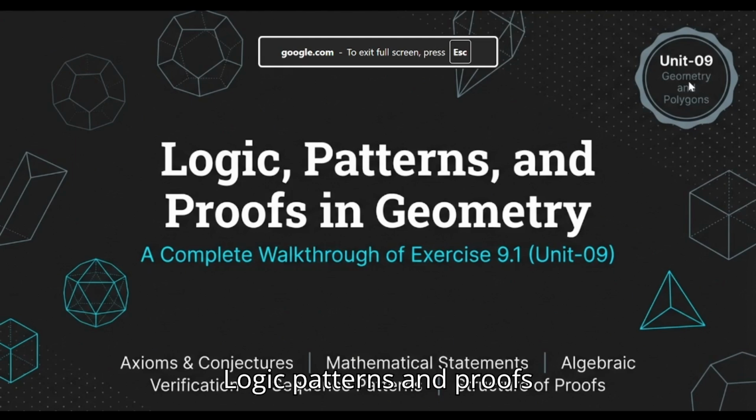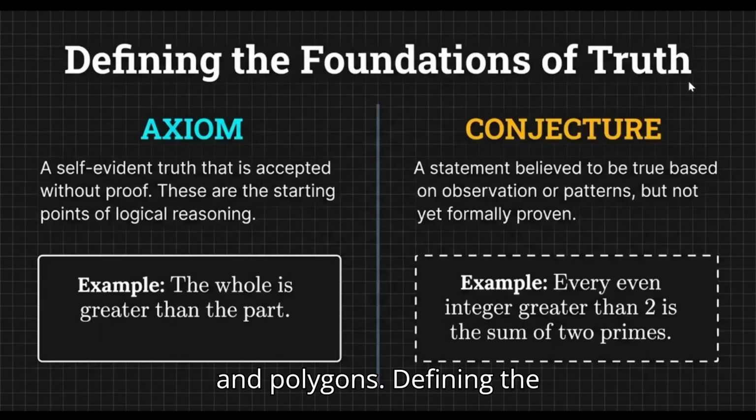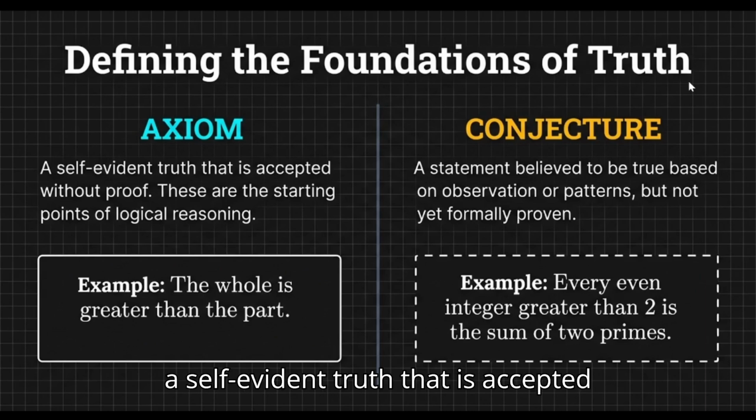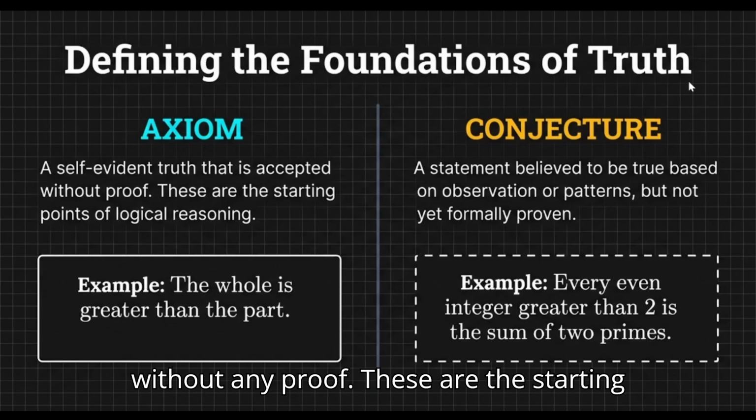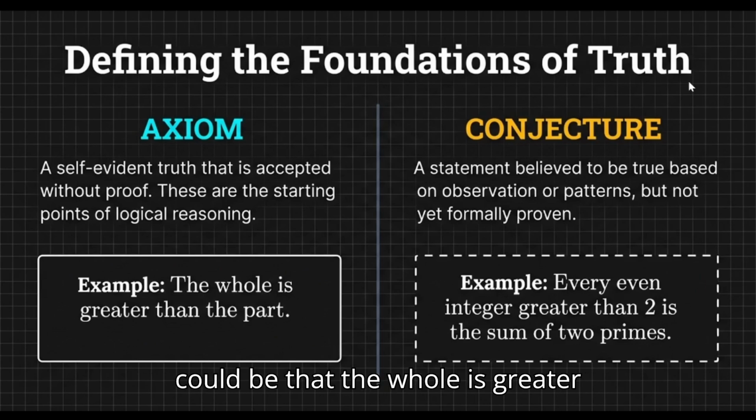Logic, patterns, and proofs in geometry. A complete walkthrough of exercise 9.1 from Unit 9, Geometry and Polygons. Defining the foundations: an axiom and a conjecture. An axiom is a self-evident truth that is accepted without any proof. These are the starting points of logical reasoning. An example could be that the whole is greater than the part.